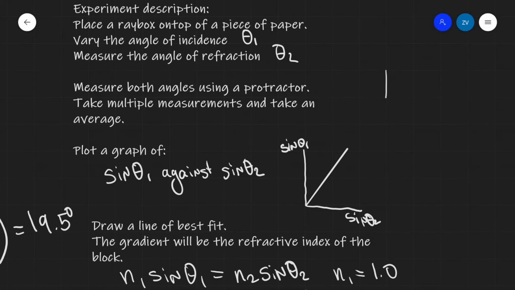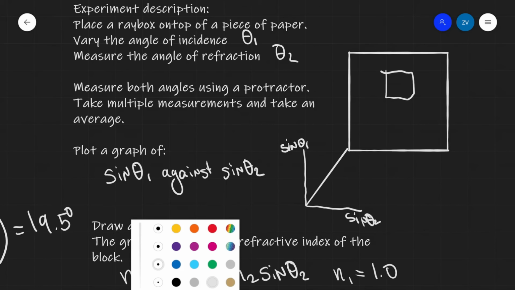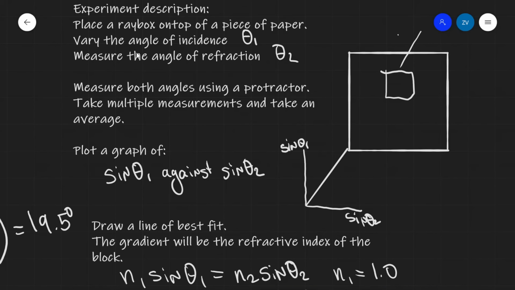In other words, we're going to just place the block on top of a sheet, and then we're going to be firing a ray of light at various different angles, theta. We're going to be varying this angle and measuring the angle of refraction like so. Probably the easiest way to measure these is to mark them on the piece of paper and then use a protractor.